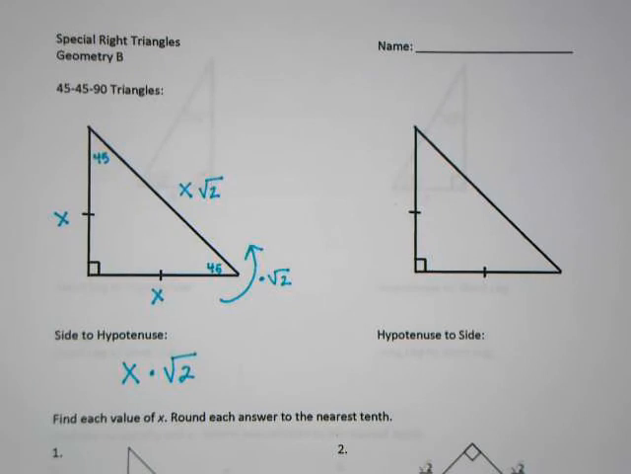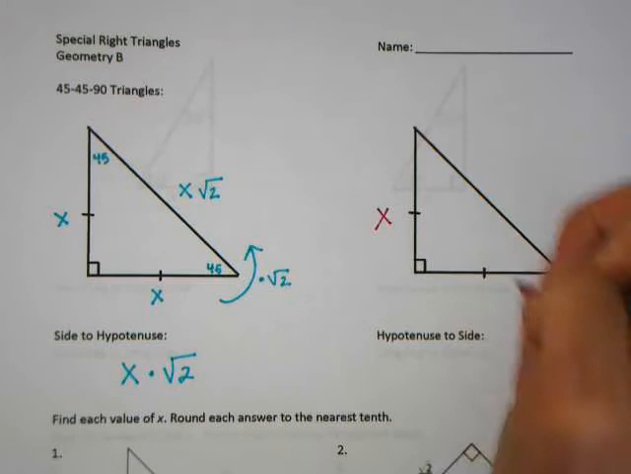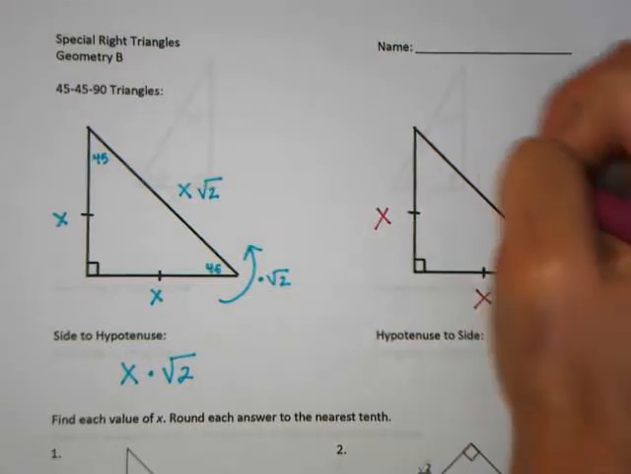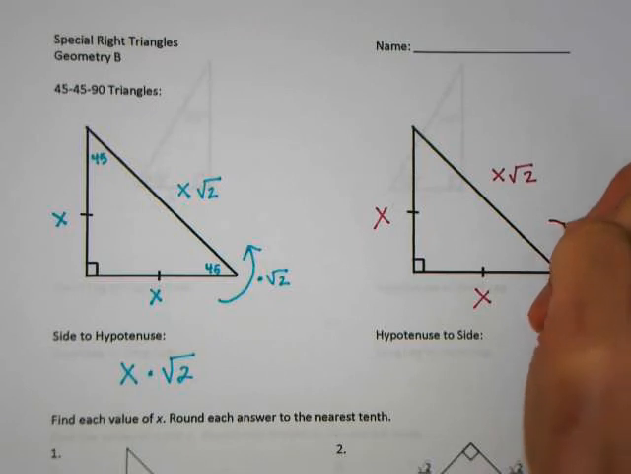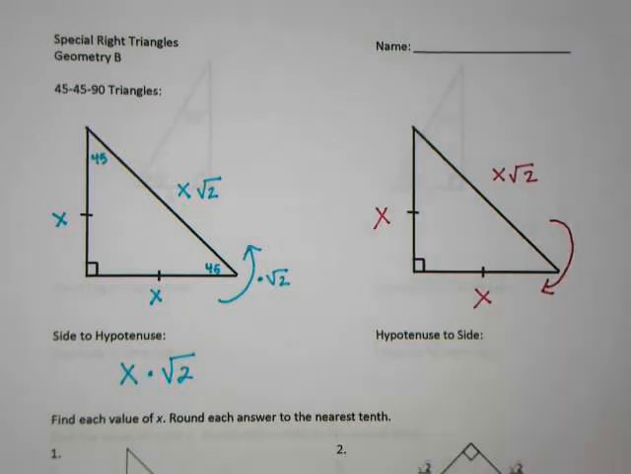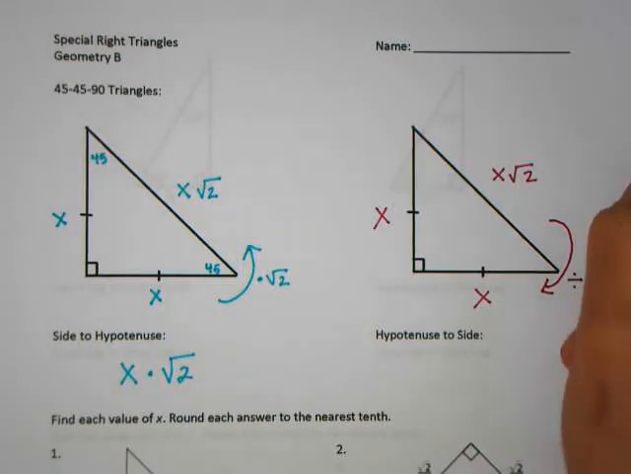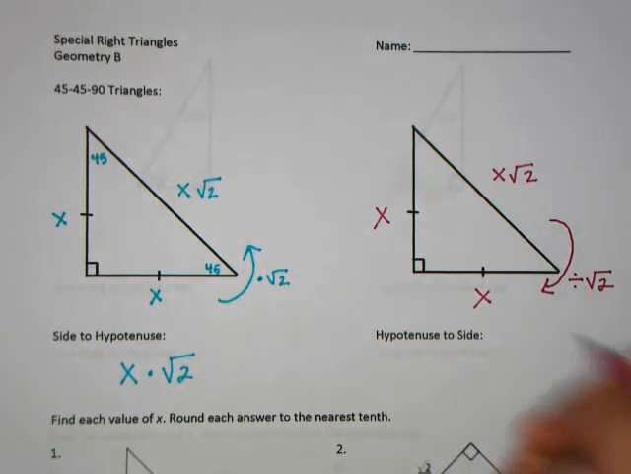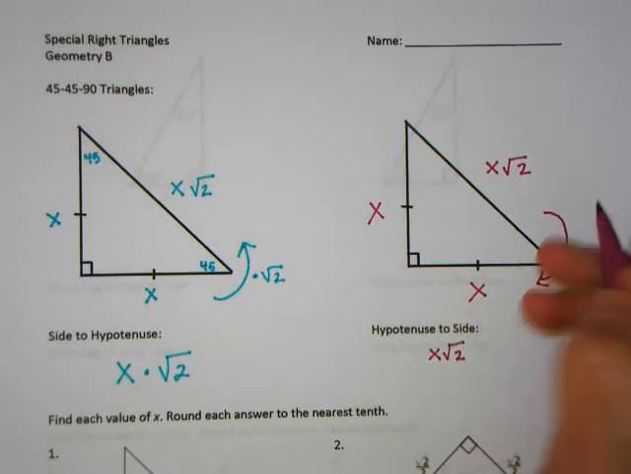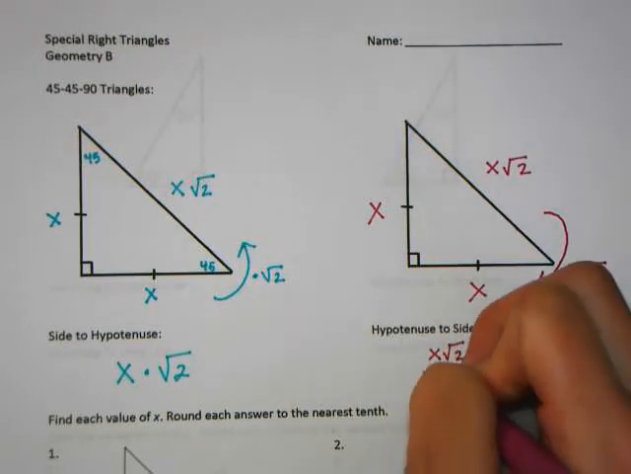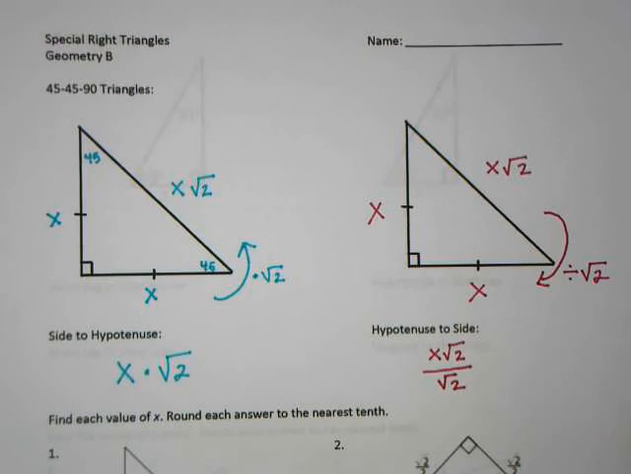Okay. Now, we're also going to work on how to solve working the other direction. So I'm going to put my x here, my x here, x square root 2. Now when we're working from our hypotenuse back to one of our sides or our legs, okay, we are going to divide by the square root of 2. Okay, so I'm going to write down here, it'll be x square root 2 or whatever this number is, and you divide it by the square root of 2.